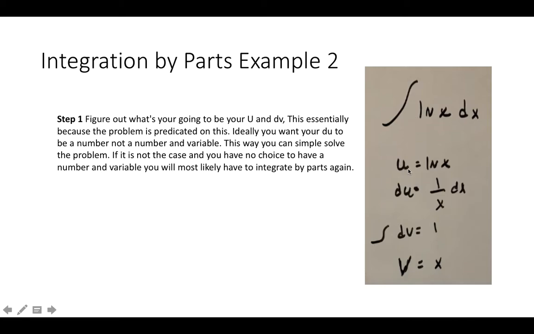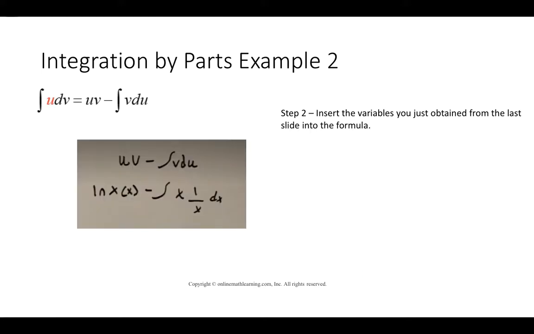So if we make our u equal to ln of x, this will make our du 1 over x, because that's the derivative of ln of x. And if we have a 1 as our dv, if we integrate it, that's going to make v equal x. So what do we do from now? We insert the variables we just obtained from the last slide into the formula, and we get this.